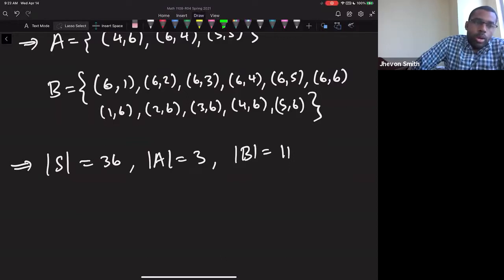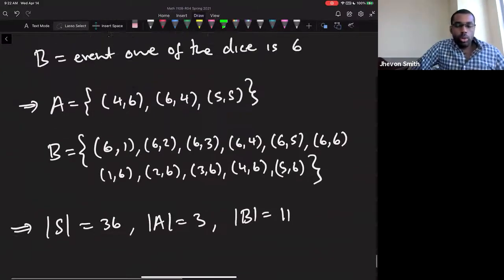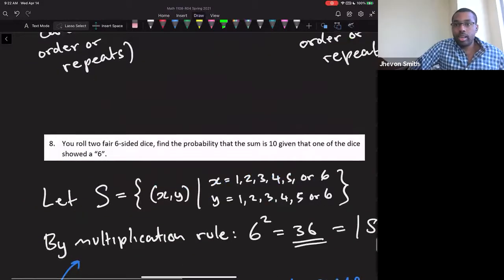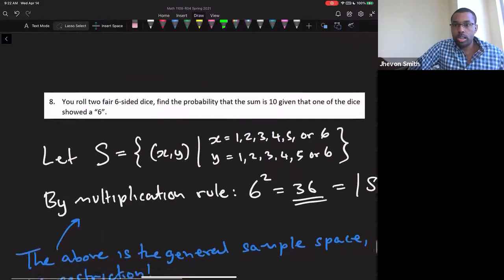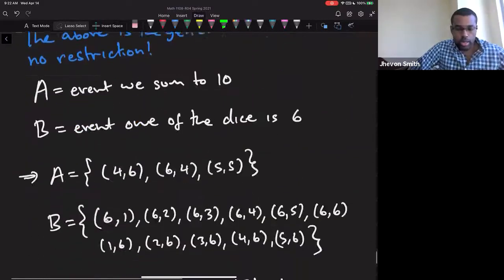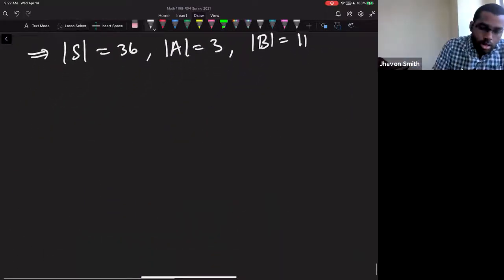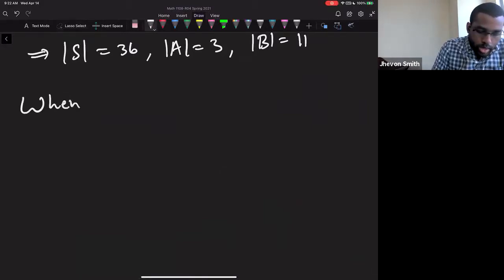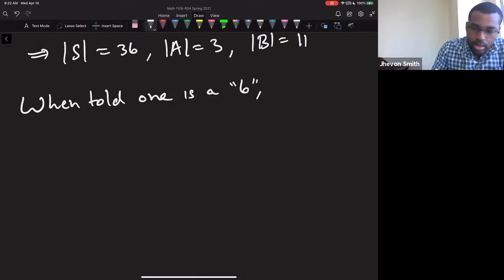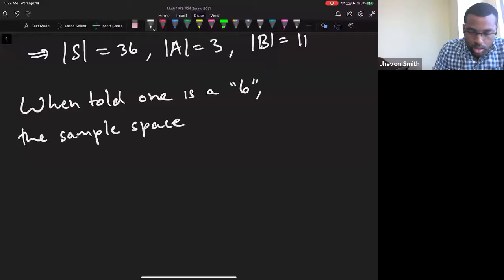Okay. Now, what I want you to appreciate is that when they told us one of the numbers is 6, this actually changed the sample space on us, right? We saw that with the two girls where we had to throw away some of the coordinates. When told one is a 6, the sample space changed. It became B.